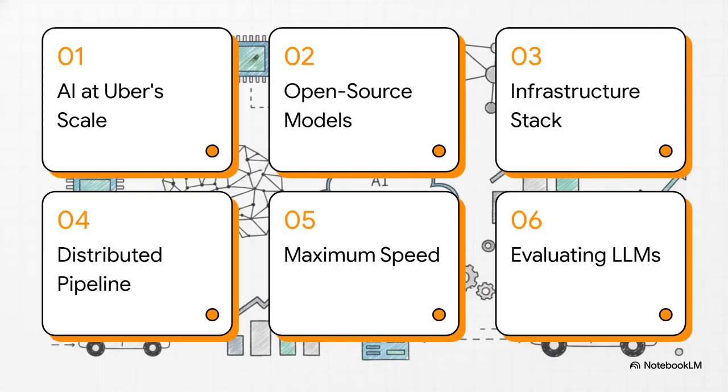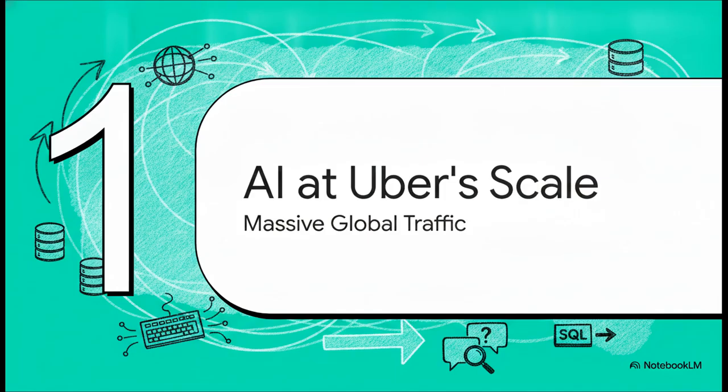Okay, let's dive into this and peel back the onion a bit. Here's our 6-step agenda for today. We'll start with AI at Uber's scale, look at open-source models, explore the infrastructure stack, outline the distributed pipeline, talk about optimizing for maximum speed, and finally, wrap up with how they actually evaluate these LLMs. Starting off with Section 1.